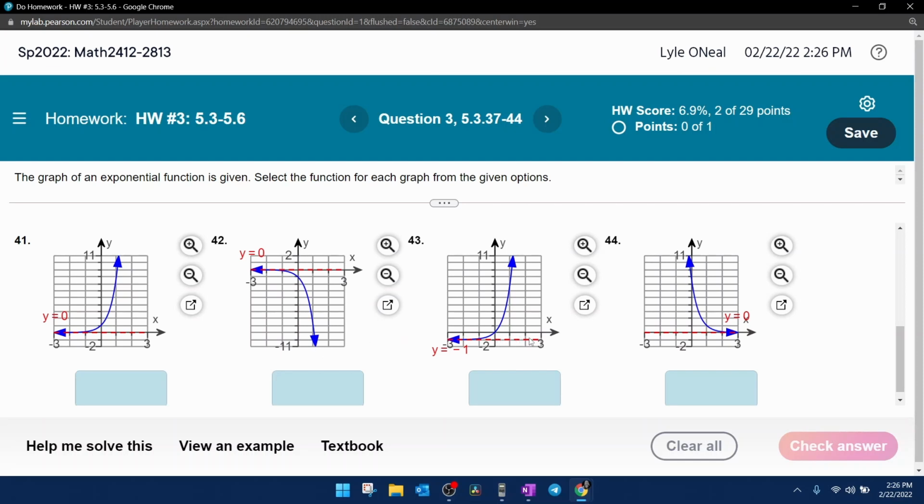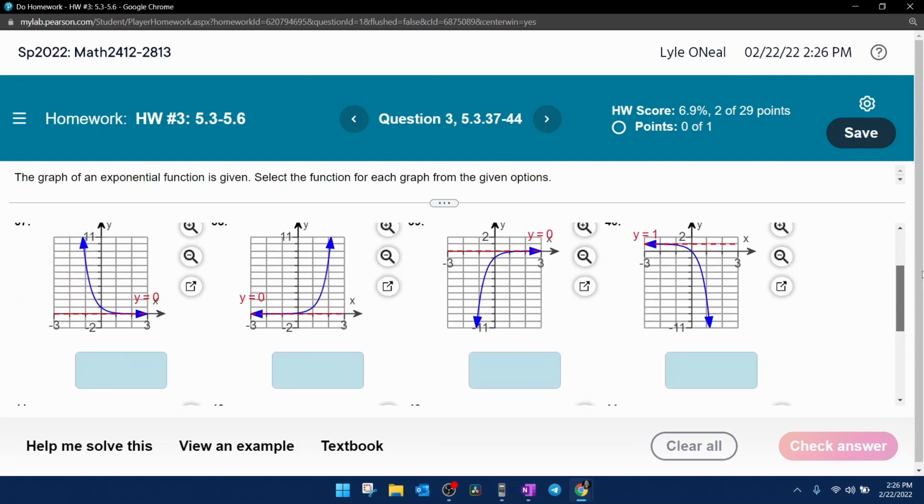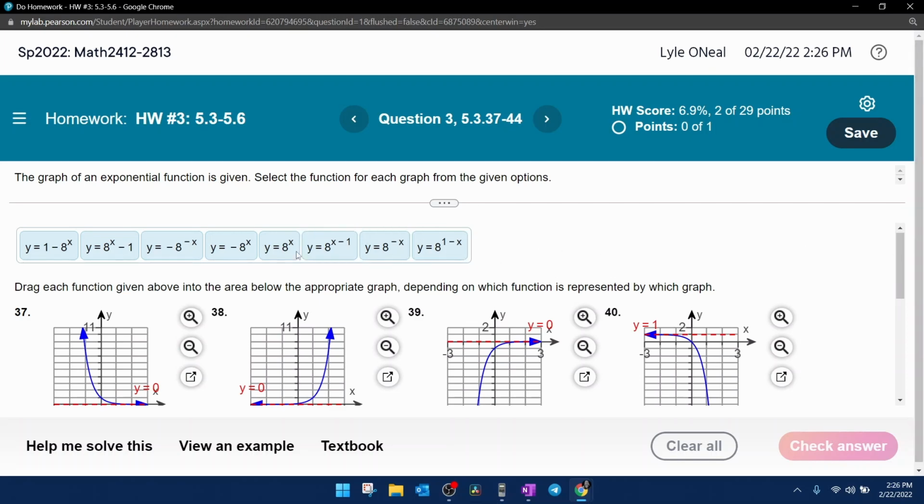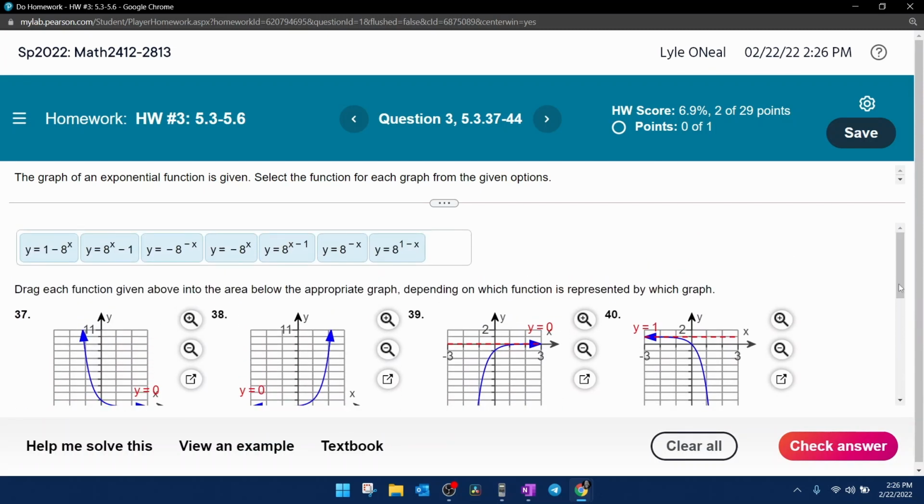42 curves the wrong way. Now, number 43 curves up, but notice it goes through the origin, not through a y-intercept of 1. 44 curves the wrong way. So now I think I've talked myself into 41. So we're going to click and drag this guy down to number 41. And then notice it takes that away from your choices so that you can see what's remaining.